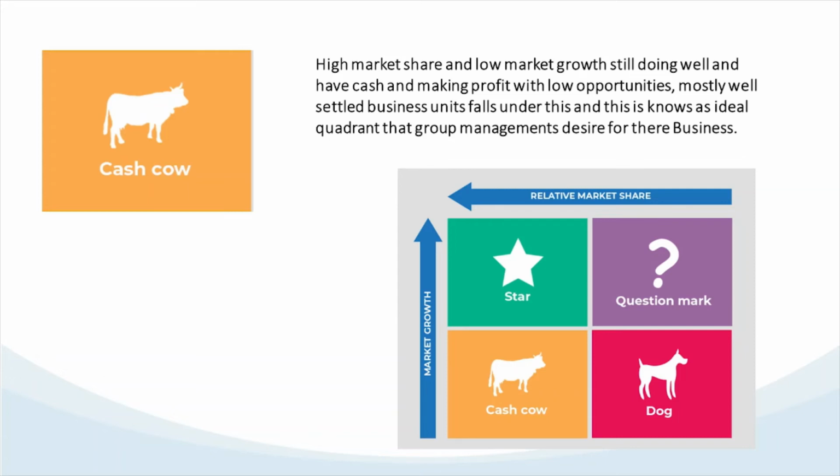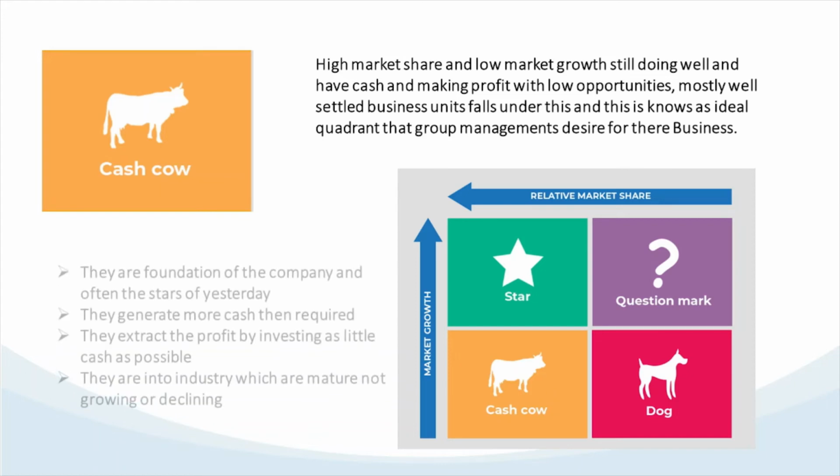So let's read this. High market share and low market growth, still doing well and have cash and making profit with low opportunities. Since they have a low market growth, the opportunities are low comparatively with stars and question marks. These are well settled businesses, and this is known as the ideal quadrant that group management desire for their business.